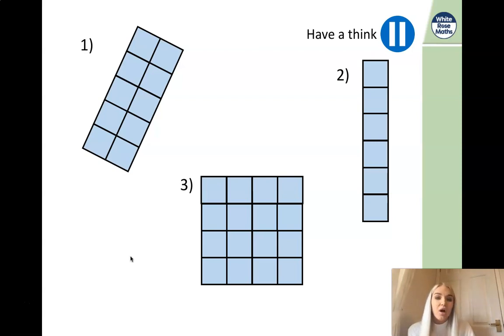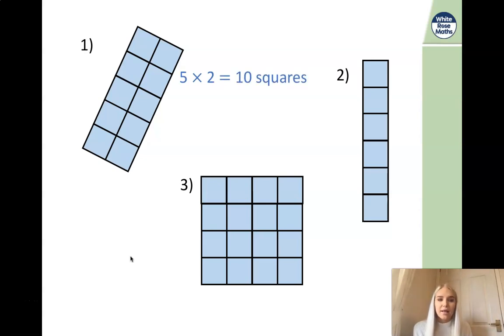Okay, question number 1. We can see we have got 5 in each column and we have got 2 columns. So 5 multiplied by 2 gives us an area of 10 squares.